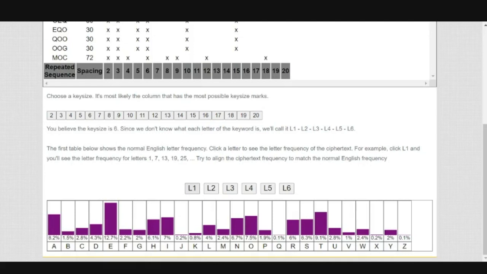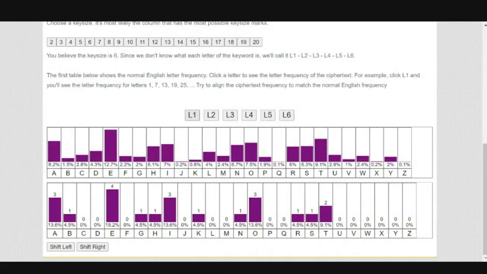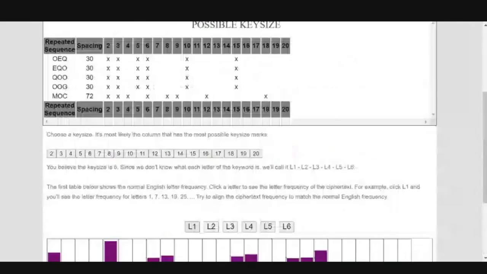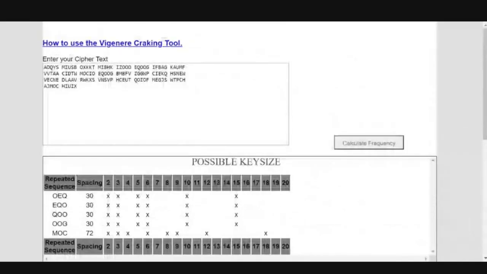If I click on L1, what they did is they kept the first letter, and starting from the first letter, every 6th letter into one bin, and found the frequency of that cipher text and plotted it here. Are you getting my point? Yes? Every 6th letter from the cipher text. You can calculate it manually also, if possible.